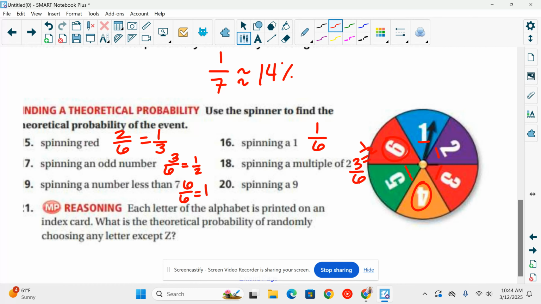Alright, what about spinning a 9? 0. It's impossible. There's not even a 9 on here. 0% chance. Good.